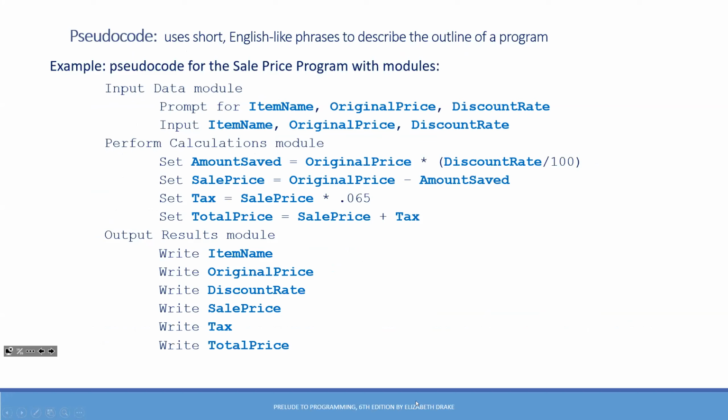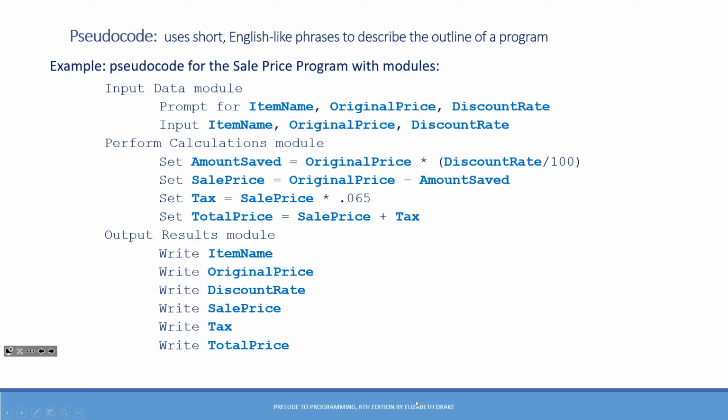Okay, so in our textbook, as you read through the chapter, they're going to go back to this sale price program repeatedly. We're going to go back to this sale price program probably next week, we'll see, and write it in Python. But for now, we're going to let the book write it in pseudocode for us. We're just going to read through what's going on in the book. First of all, they say that we're going to have an input data module. That input data module is going to prompt for the item name, original price, and discount rate. And then it's going to input those things.